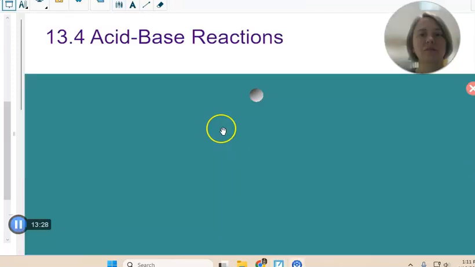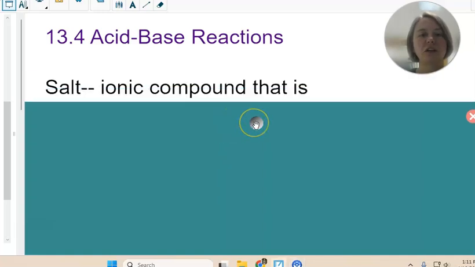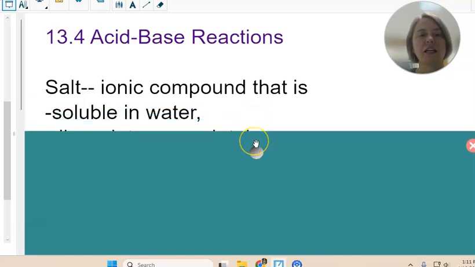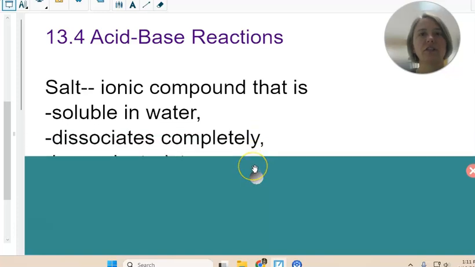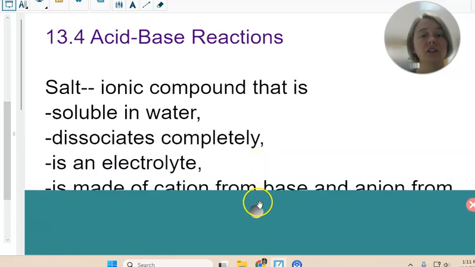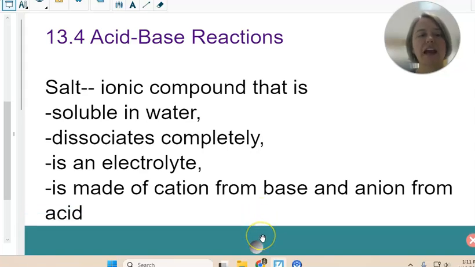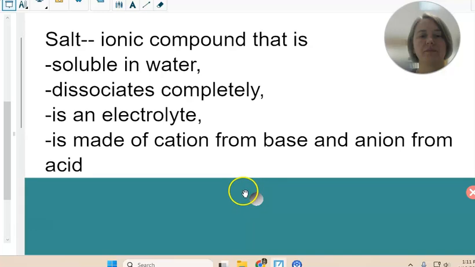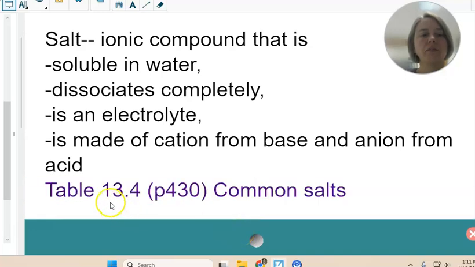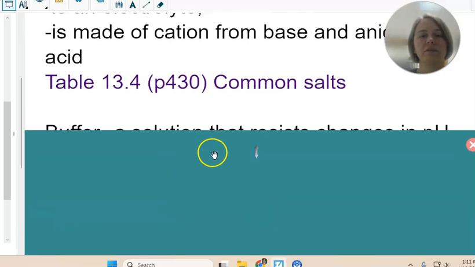Good job. Okay, we know that neutralization and titration problems end in salts. So what is a salt? A salt is an ionic compound, so it has positive and negative ions. It is soluble in water, dissociates completely, it's an electrolyte, and it's made from the cation from the base and the anion from the acid. And then table 13.4 in your book has a list of some common salts that you should be familiar with.